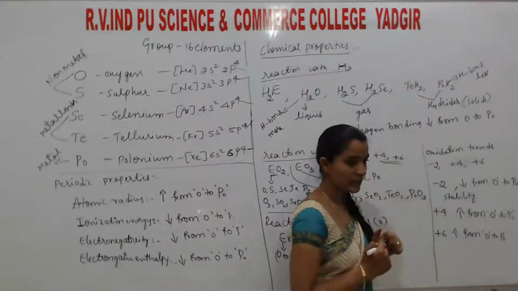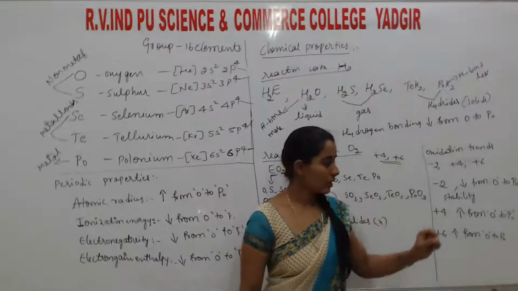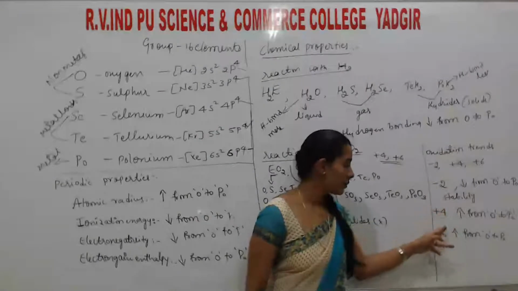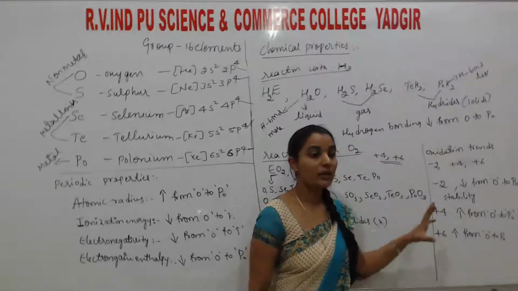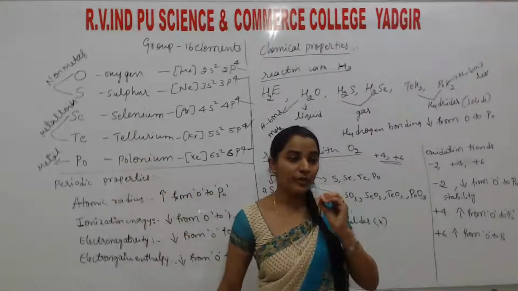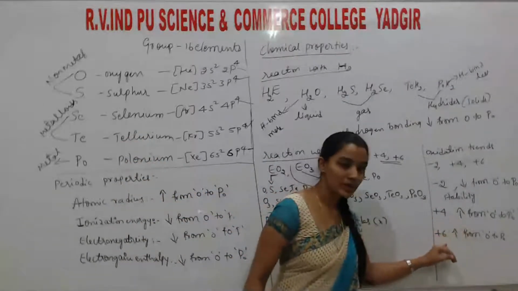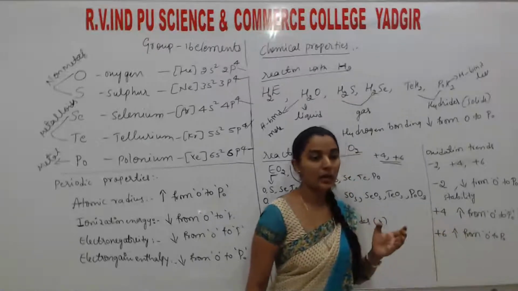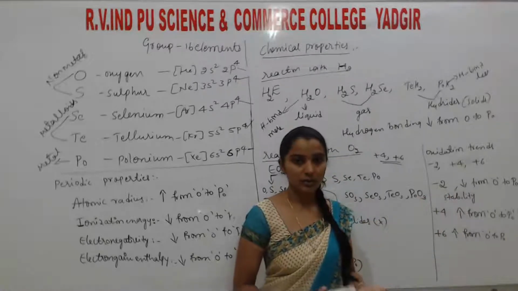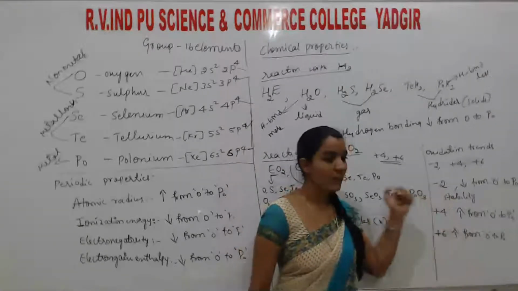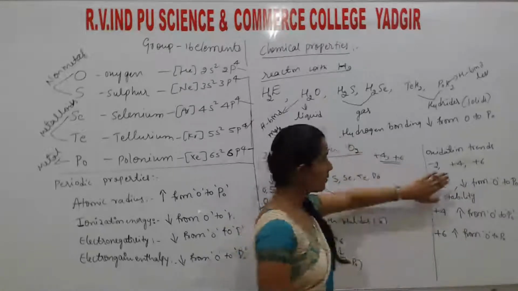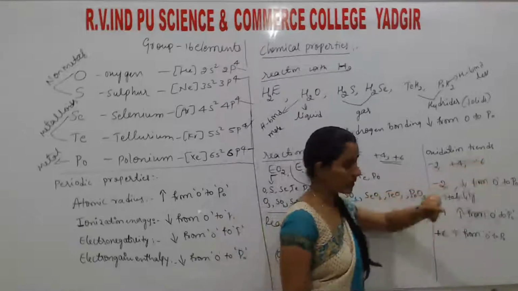What does this state? Listen, oxygen is only stable in the negative oxidation state. It cannot exhibit +4 and +6. But the remaining elements, sulfur, selenium, tellurium, polonium, preferably exist in +4 and +6 oxidation states. They cannot attain the -2 oxidation state. Even though they exhibit -2, it is unstable. So we have -2, +4, +6 oxidation states.